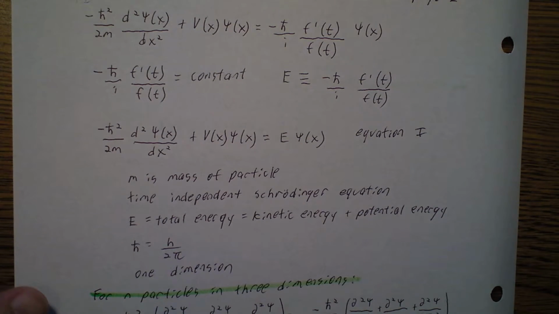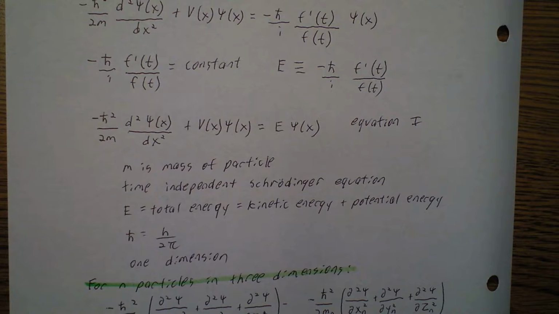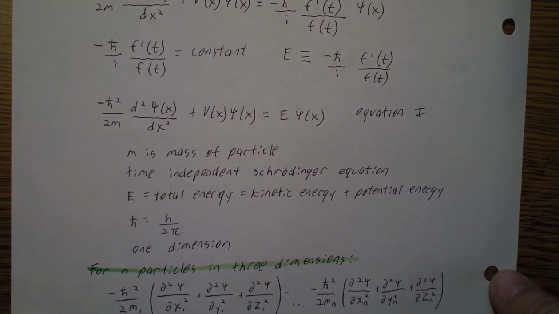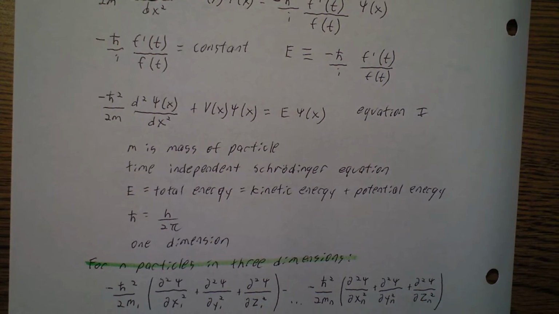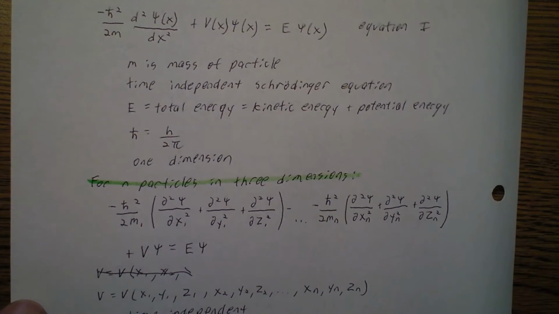Now remember, lowercase m is the mass of the particle, and that's the time-independent Schrodinger equation. Now remember, E is the total energy, which means the kinetic energy plus the potential energy. And of course, h bar is equal to h over 2 pi. Now that's in only one dimension.